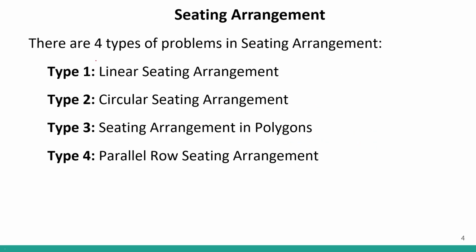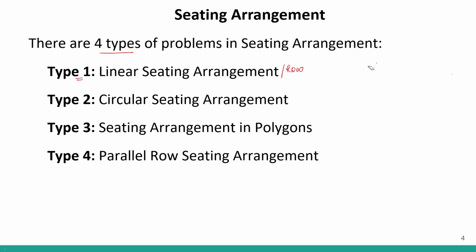Now, there are four types of problems that you can find in seating arrangement. Type 1 is linear seating arrangement. Linear seating arrangement means in a row. In a row means that everybody is sitting either vertically or horizontally. Correct? This is your linear seating arrangement.